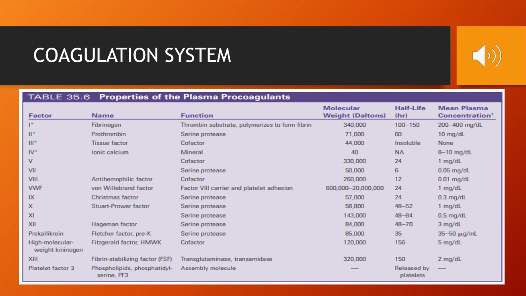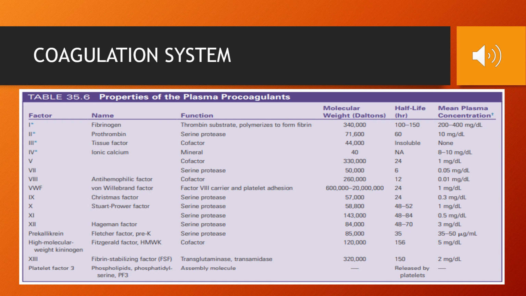So for example, activated factor 2 would appear as 2 and then a lowercase a behind the numeral. Okay, so here we can see factor 1 is what we call fibrinogen. Factor 2 is prothrombin. And then the numeral 3 was tissue thromboplastin.